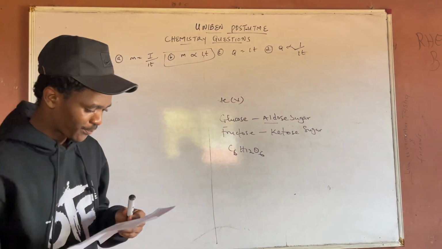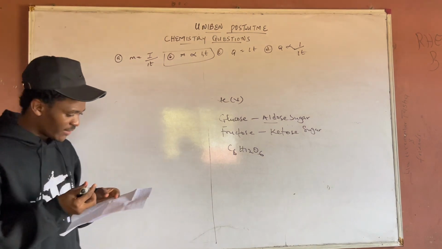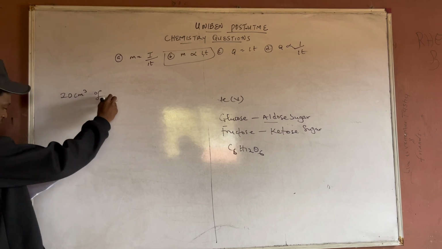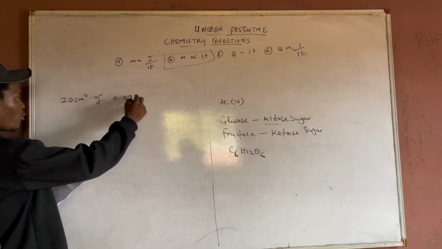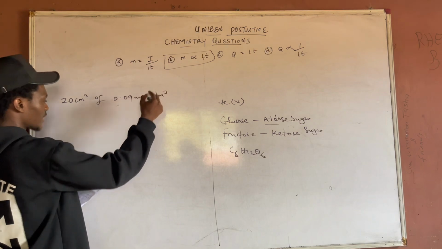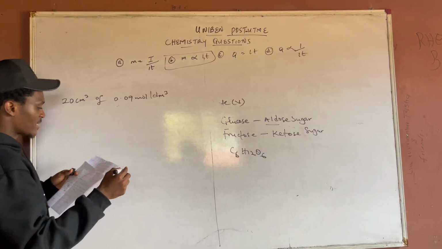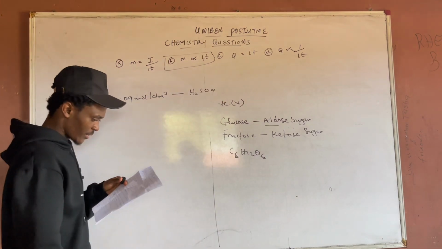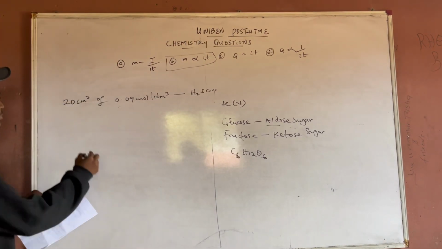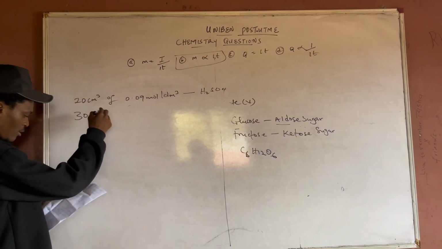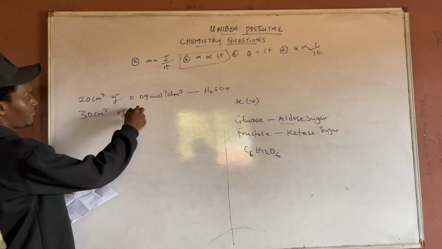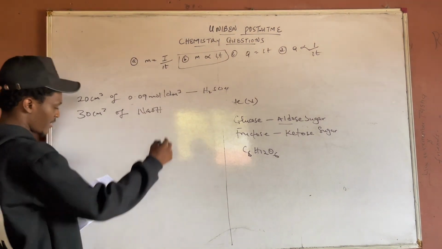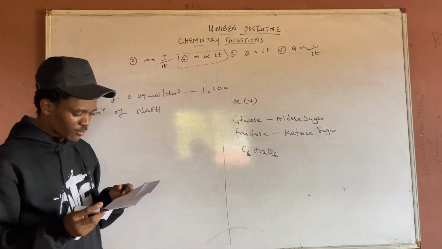Now, this question 4, we are given that 20 cm³ of 0.09 mole per dm³ solution of tetraoxosulfate(VI) acid, which is H2SO4, requires 30 cm³ of sodium hydroxide, which is, let me just go with the formula, NaOH, for complete neutralization.